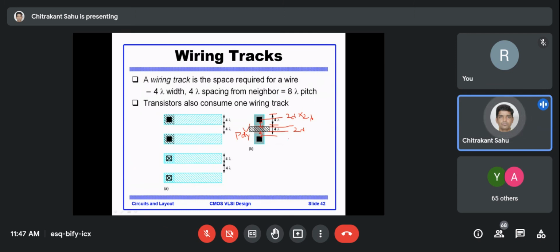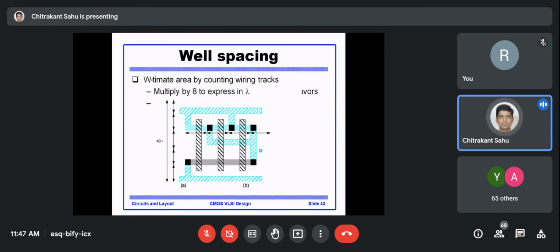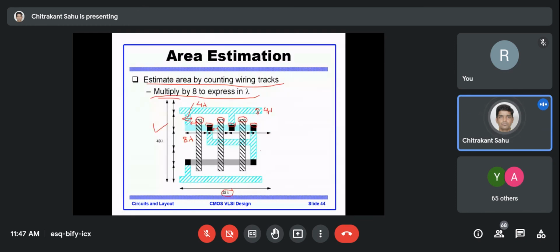So this is also one kind of rule that you need to take care of while drawing. If you know the spacing clearly, then you will be able to make the diagram and you can correlate with this number.